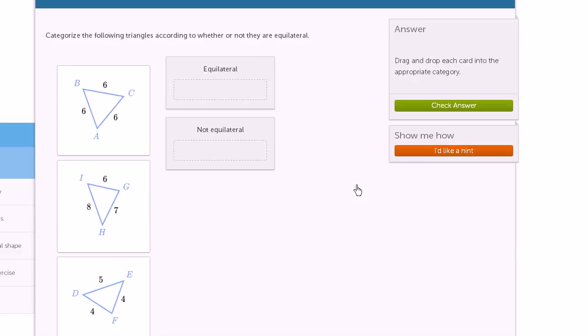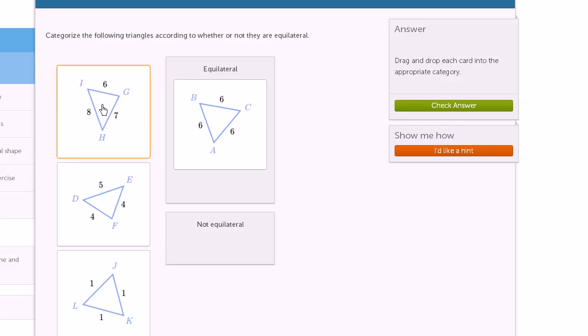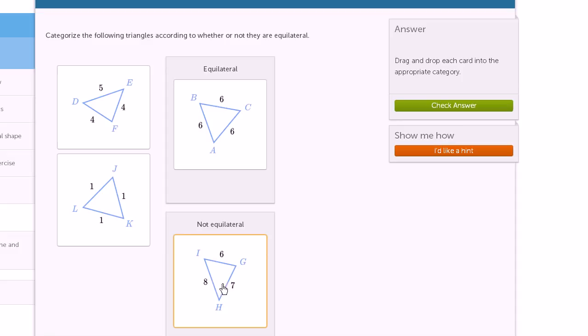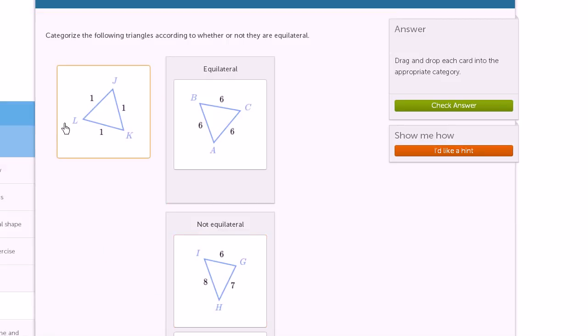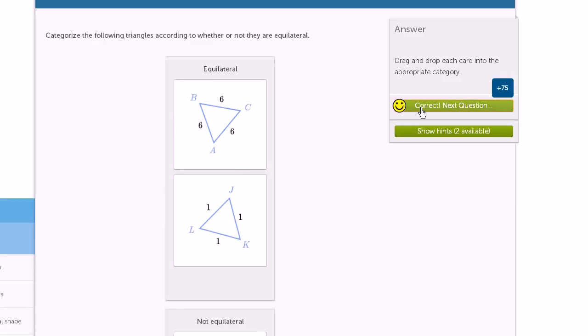This is actually kind of fun. Categorize the following triangles according to whether or not they are equilateral. So to be equilateral, all of the sides have to have the same length. So this is equilateral. This one, the sides are definitely not the same length. In fact, not even two of the sides are the same length. That's really a scalene triangle. Here we have two sides that are the same length, but the third is different. This would be an isosceles triangle, but it's not equilateral. And here they're all the same length, so we have an equilateral triangle. We got it right.